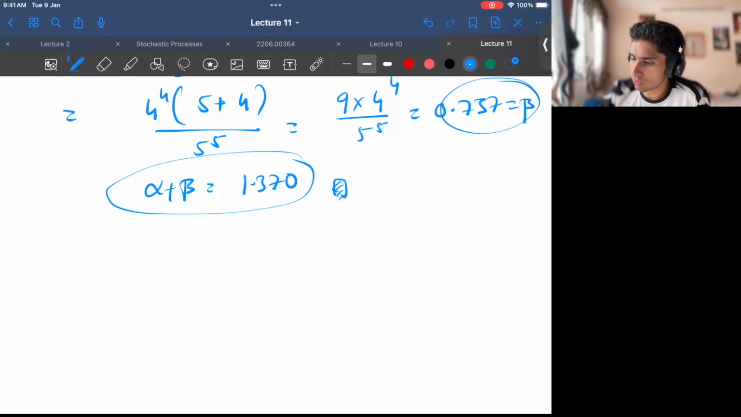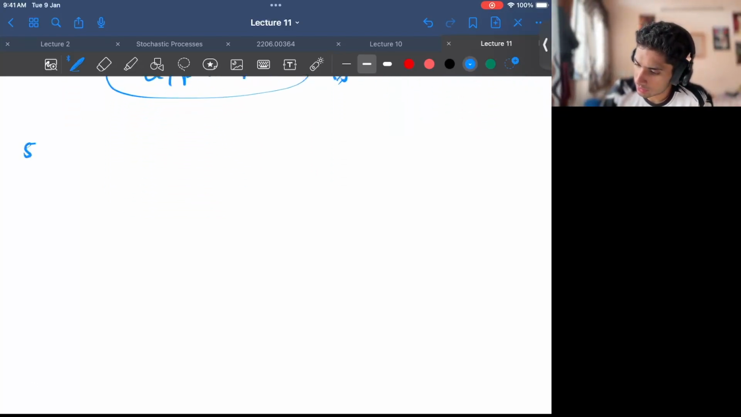Okay, so maybe I'll solve two questions. Let's see. This is the fifth question. This question also looks good. So I will solve this one and then I will solve one on Neyman-Pearson and then we'll end.